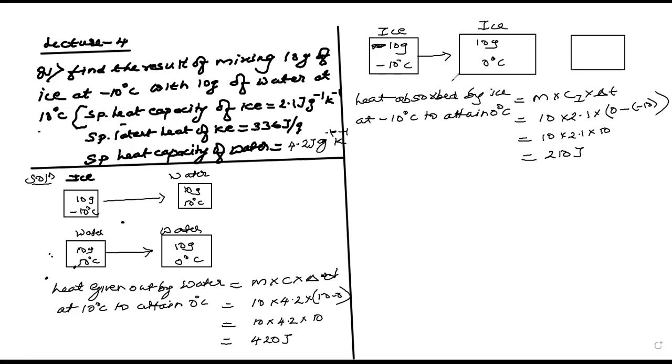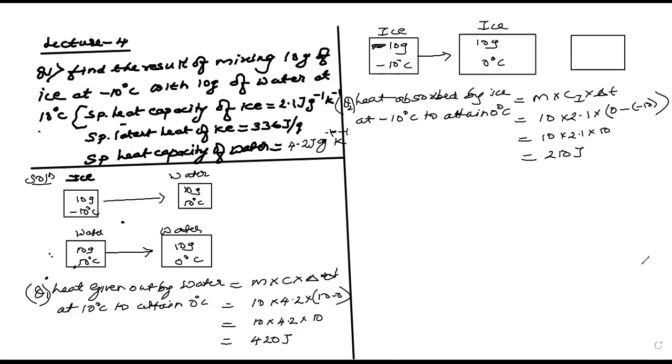So this heat absorbed by ice, Q2, was 210 joules. This was heat given out by water. Now what will happen? Out of this 420 joules, 210 joules ice को मिल गया. पूरा आइस मेल्ट नहीं हो गया, आइस आइस ही रह गया, लेकिन माइनस 10 से 0 डिग्री सेल्सियस आ गया.